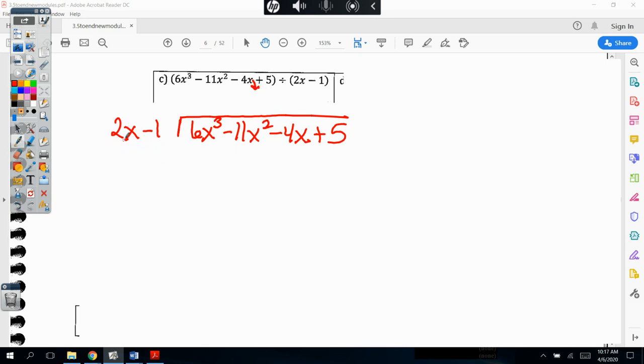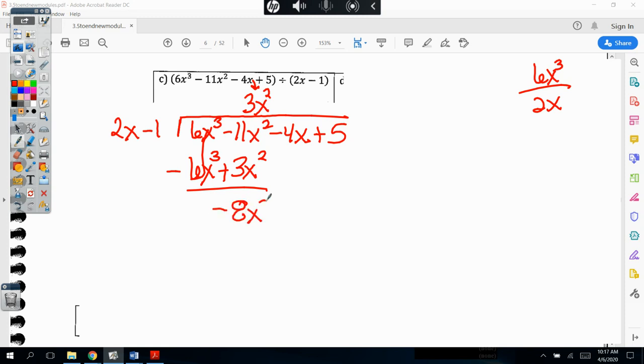And we're going to see how many times this 2x goes into the 6x cubed. So 6x cubed divided by 2x, if you simplify that out, we'll get 3x squared. And we will distribute down. I forgot my square. 6x cubed minus 3x squared. Subtract all the pieces or change all the signs. And I get negative 8x squared. Drop down that minus 4x.